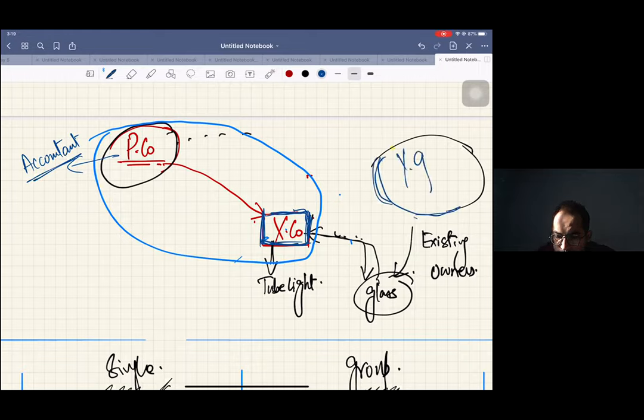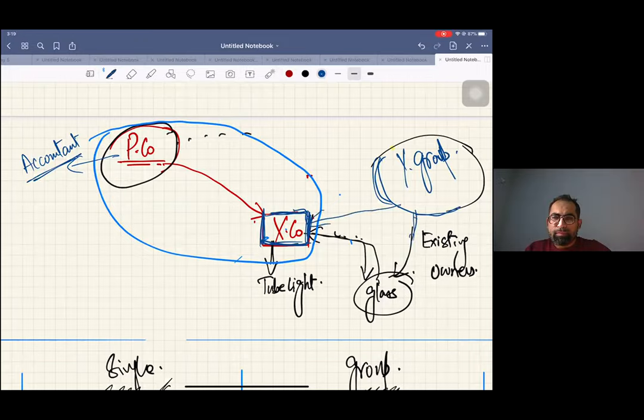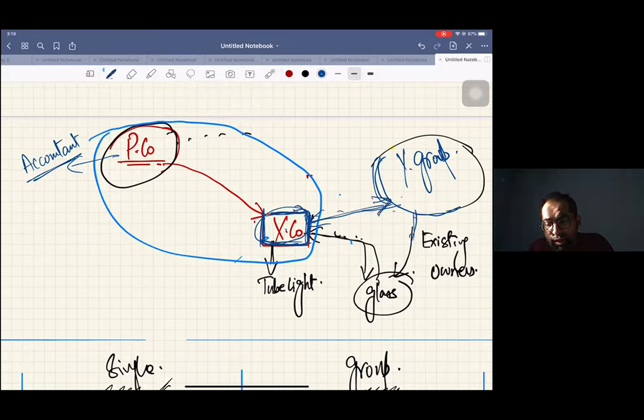Y group. These are the existing owners of X company. I repeat, the parent company right now is planning to buy the running business of X company. So obviously they will buy this X company's business from the existing owners, and the existing owners are Y group of companies, right?